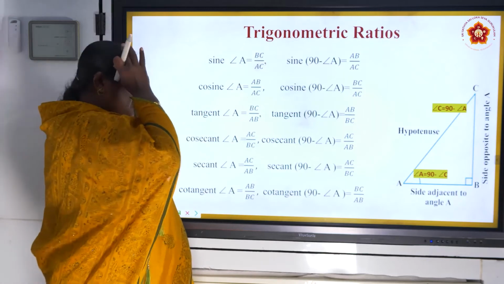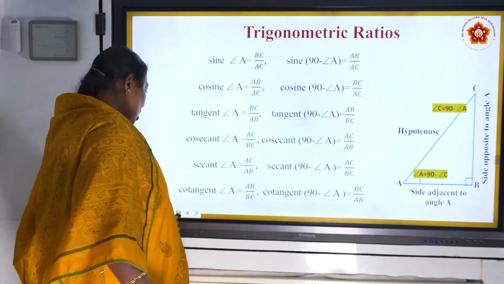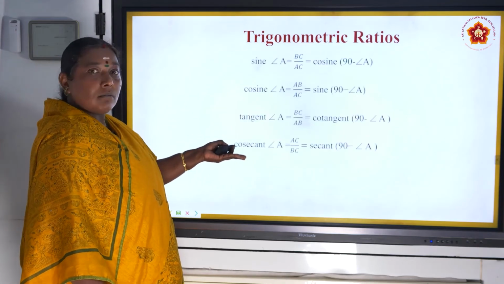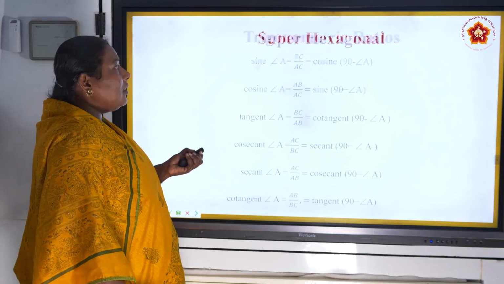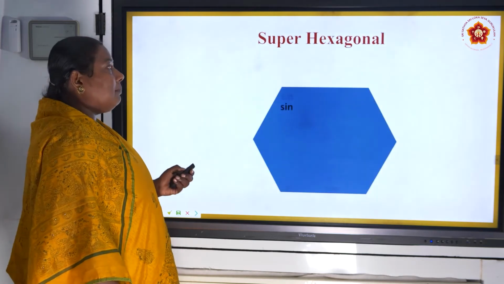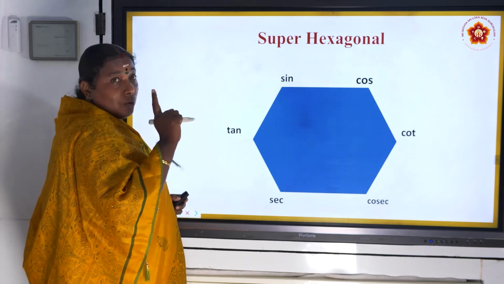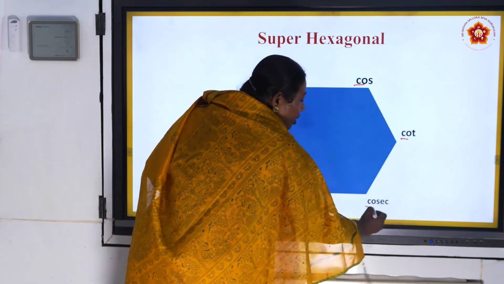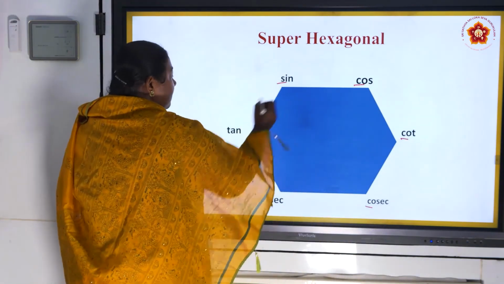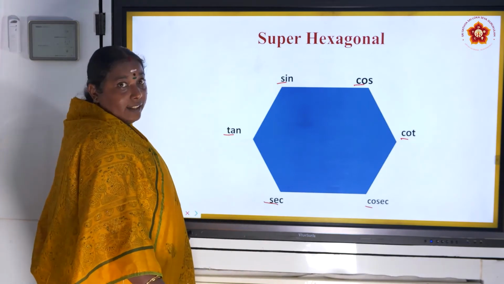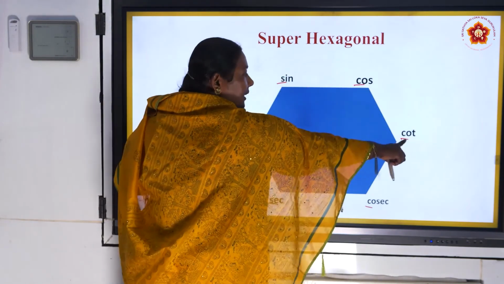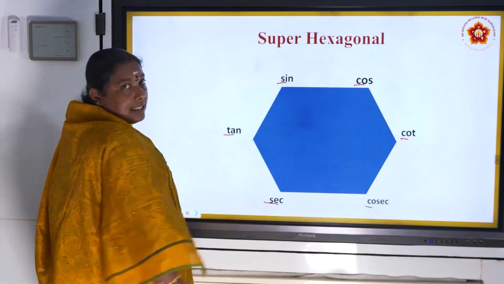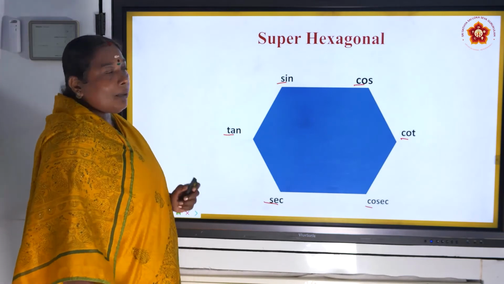So every time I have to write this and remember this? No, you don't have to write this like this every time. Easily, how can I remember? Now comes our super hexagonal to help us. But one thing you remember, that you have to write cos, cot, cosec on one side, sin, tan and secant on the other side. That means sin cos, tan cot, secant cosecant. Now let us see how to remember it easily.